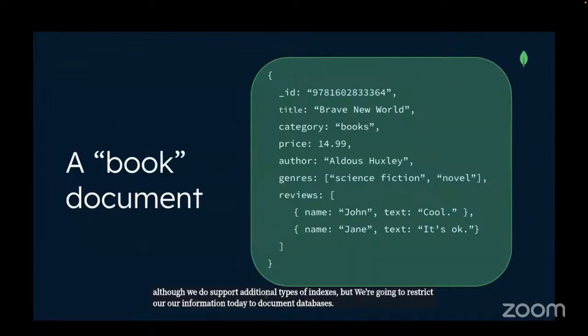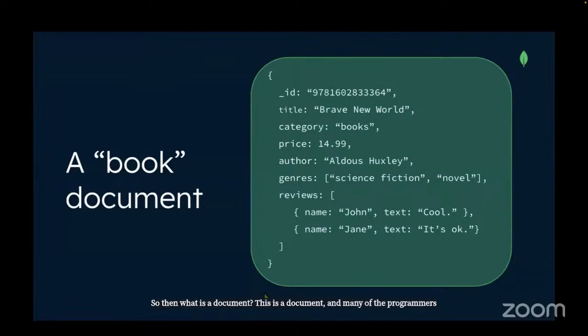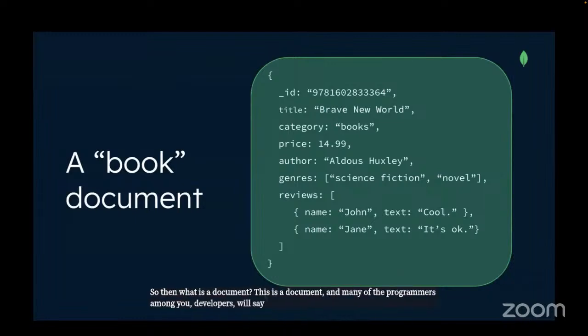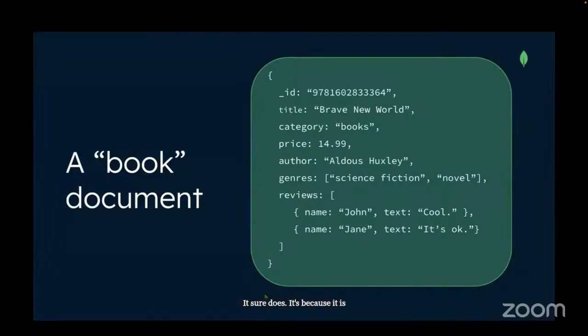So then what is a document? This is a document, and many of the programmers among you, developers, will say, I recognize that, it looks like JSON. It sure does. It's because it is. When we refer to the data that's stored in MongoDB, it looks like JSON, tastes like JSON, smells like JSON. JavaScript Object Notation. It begins with a curly brace, and it ends with a curly brace. And in between, where the fun happens, these are key-value pairs.